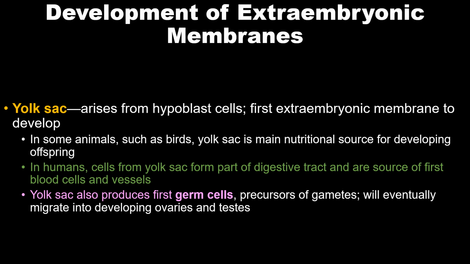But first, let's talk about what they do. First, the yolk sac is what's going to arise from hypoblast cells and is actually the first of the extraembryonic membranes to develop. In some animals like birds, the yolk sac is the main nutritional source for the offspring, but in humans, cells from the yolk sac instead form part of the digestive tract, and they are the source of the first blood cells and blood vessels. And in addition, they're going to produce the first germ cells, and these germ cells are actually the prototypes or the precursors for the offspring's gametes that will eventually migrate into the developing ovaries and testes.